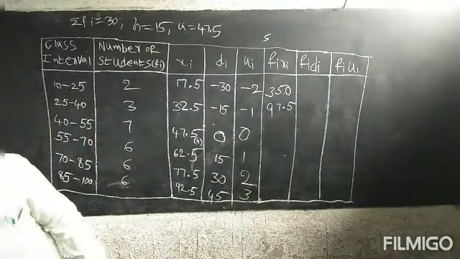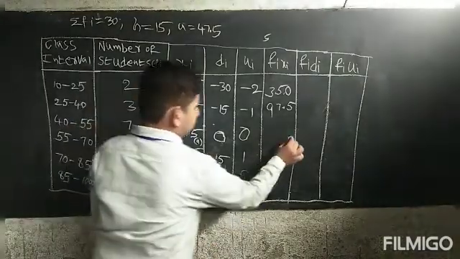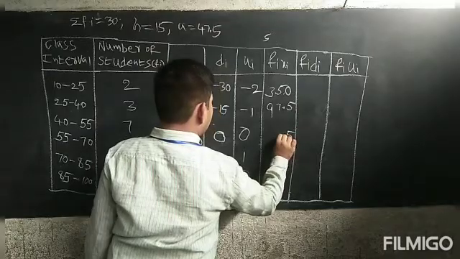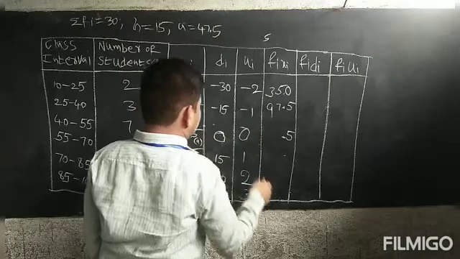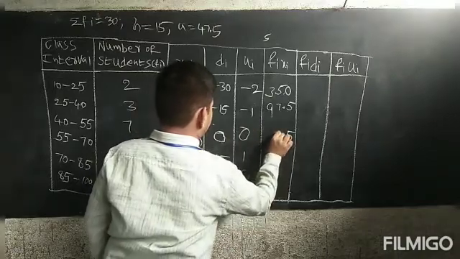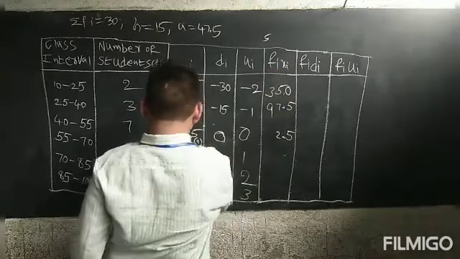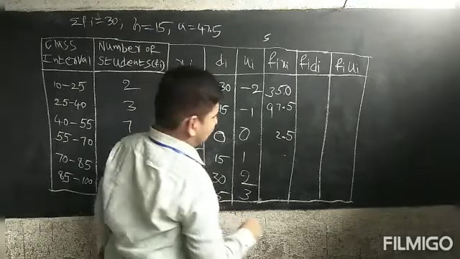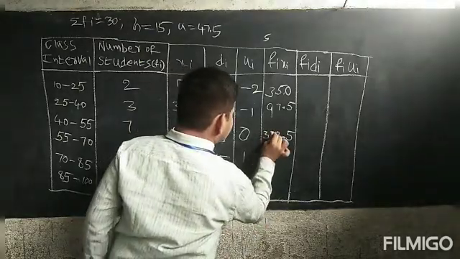Again, 7 5 is 35. Okay, 7 7 is 49. 49 plus 3, 52. Okay, now 7 4 is 28. 28 plus 5, 33.